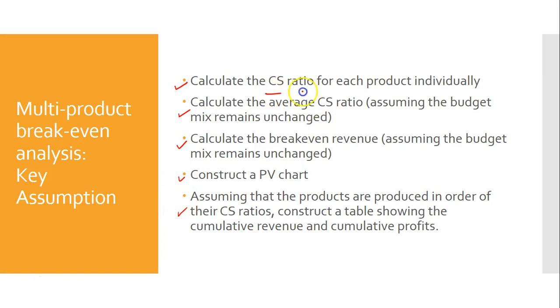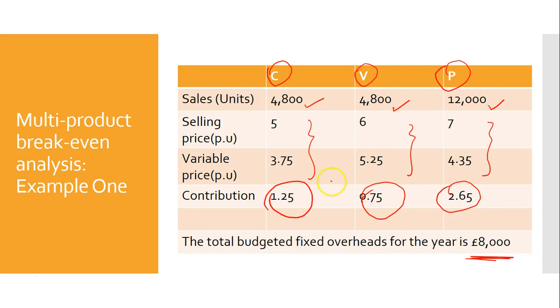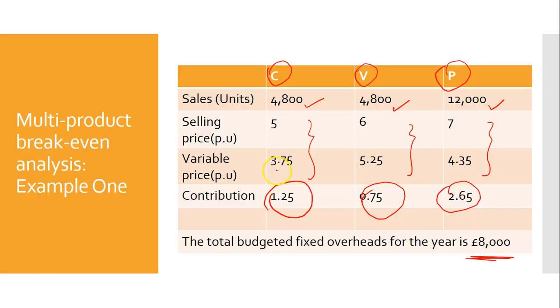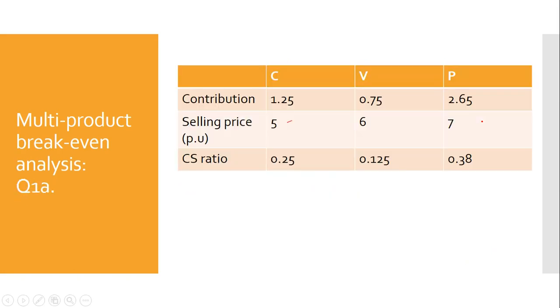So the first thing we need to do is calculate the C over S ratio for each product, which we do anyway to rank them, just to see who's giving us the biggest contribution over sales. To calculate the C over S ratio, we compare the contribution with the selling price. That with that, that with that, that with that. And so let's see how that works out.